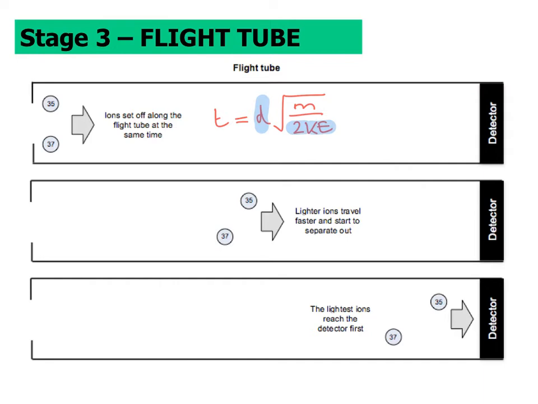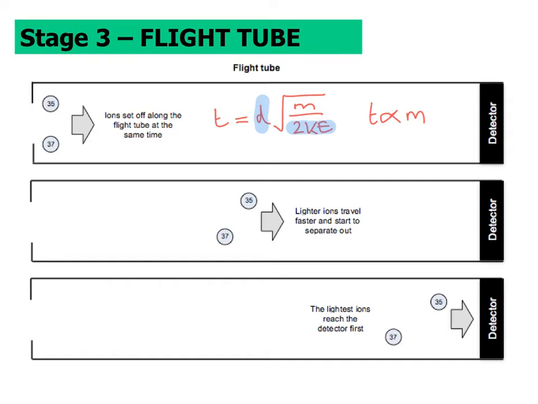Now the consequence of all of that is that we can say that the time that it takes for each particle to travel along the flight tube is proportional, that's what that symbol there is, proportional to the square root of mass. So what we can clearly see from that expression is that the greater the mass, the greater the time it takes for the particle to travel along the flight tube.